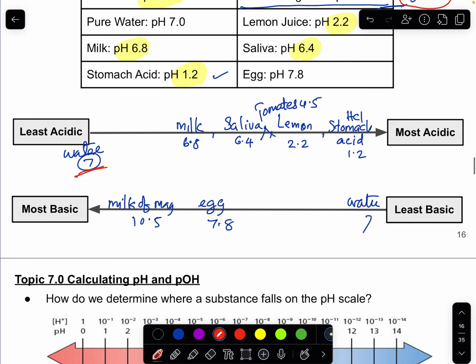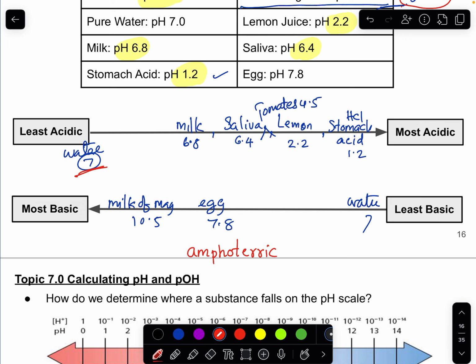Okay, so the next one, basicity. Milk of magnesia has a higher basicity because it has higher pH. Then the next one is egg, and you can write water as the lowest value of pH, right? So we notice that water can act as both acid and base. That's why we call water what? Neutral.